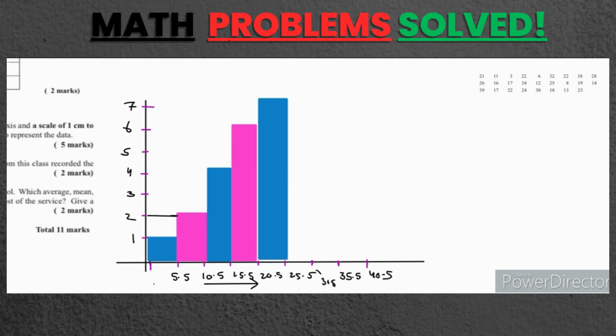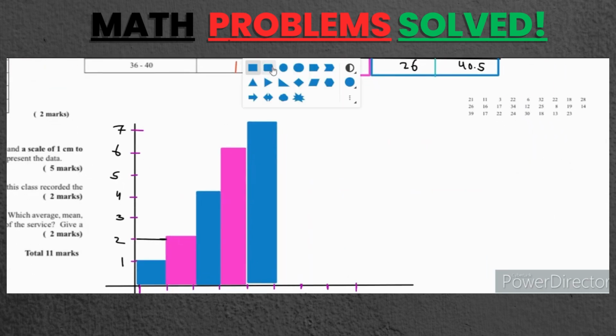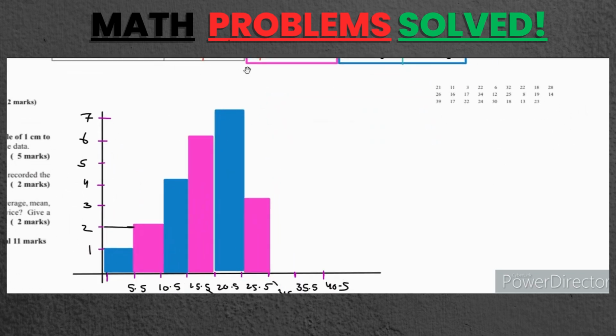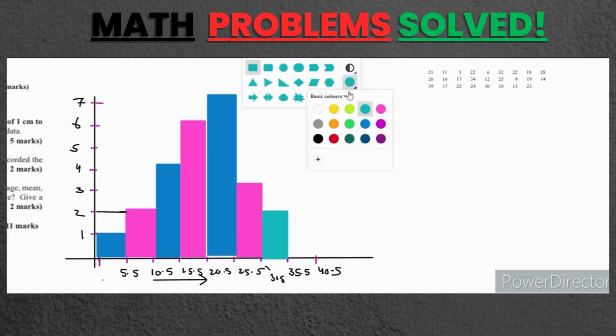Right, then what's the frequency for the next group? It's 3. So you will draw the graph from 3. Then the next frequency is 2. You will draw it from 2. And the next frequency is 1. You will draw it from 1.